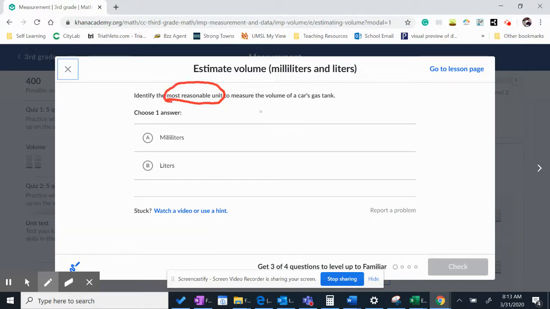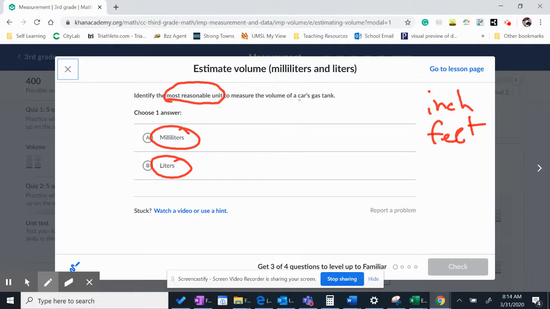So units are ways that we measure. A unit is like an inch. We measure with inches, feet. But when we're measuring other things like volume, we sometimes measure with milliliters or liters. These are units of measurement. Now, which one of these units of measurement would be reasonable? Which one would make sense?